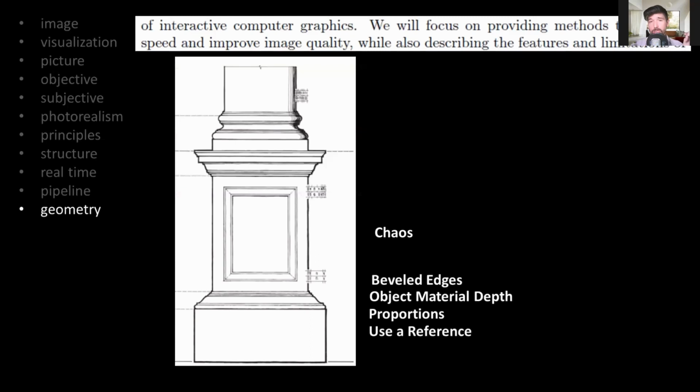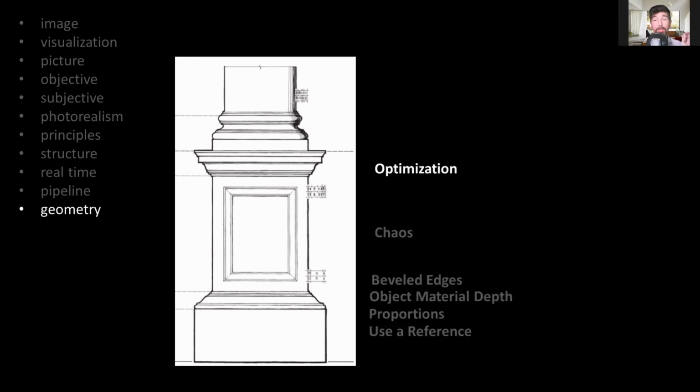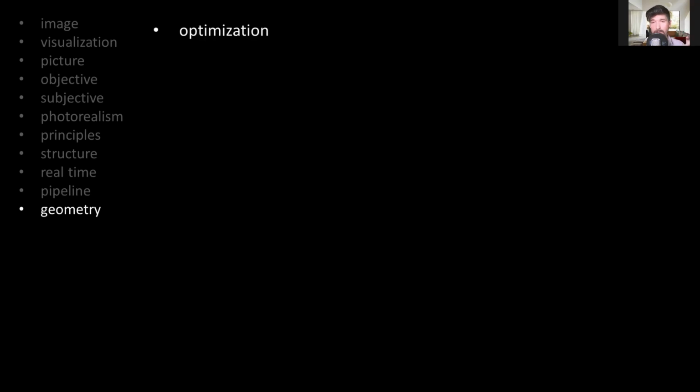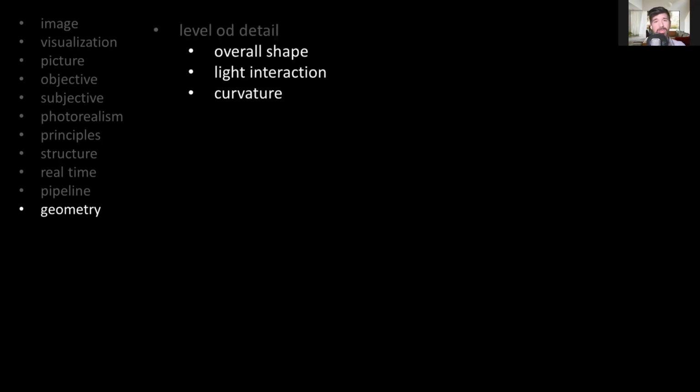These 5 principles need to be observed in reference to the graphics rendering pipeline, where they say that we will focus on providing methods to increase speed and improve image quality, which is why we have to think about optimization, but not as something that is introduced last. So optimization is an important aspect of real-time rendering, but when talking about geometry, it mostly comes down to the level of detail. So the level of detail can be considered through these 3 aspects: overall shape, light interaction, and curvature.